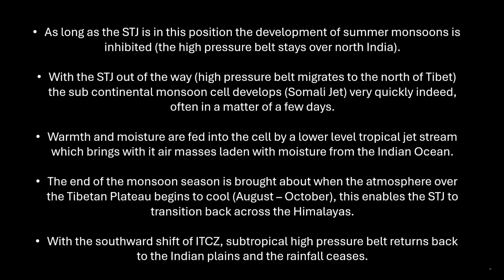The end of the monsoon season is brought about when the atmosphere over the Tibetan Plateau begins to cool, August to October. This enables the STJ to transition back across the Himalayas. With the southward shift of ITCZ, the subtropical high-pressure belt returns back to the Indian plains and the rainfall ceases.